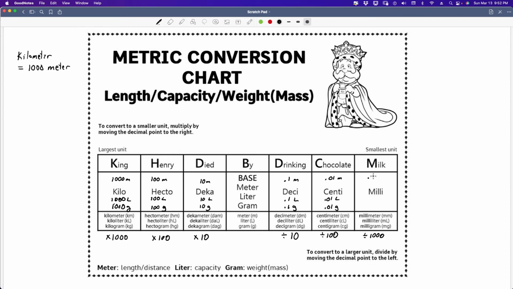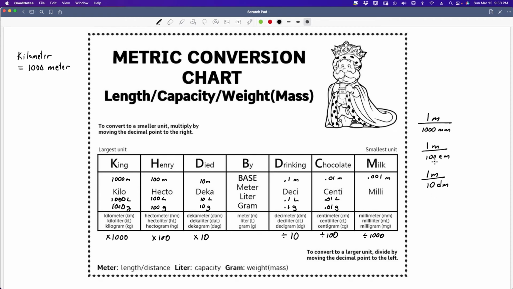A milliliter, you just add one more decimal place. 0.001 of a meter is a millimeter. So what that means is 1 meter is equal to 1,000 millimeters. And because we know this, we know that 1 meter is also equal to 100 centimeters. And 1 meter is also equal to 10 decimeters. So you see how that works.